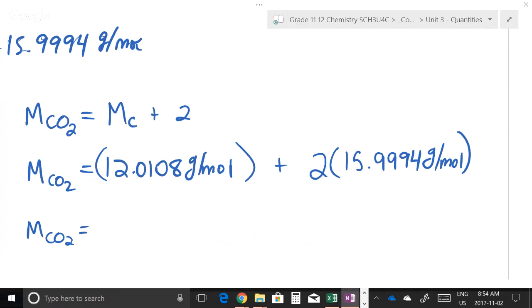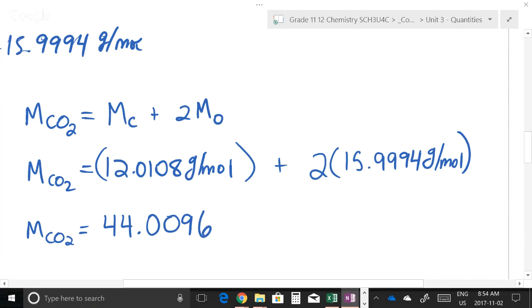Okay, so what is, you get to hide, Orlando? And what do we get when we work this out? 44.0096. 44.0? 0.0096? Two zeros then 96. That makes more sense. Grams per mole. And that's grams per mole. Great.